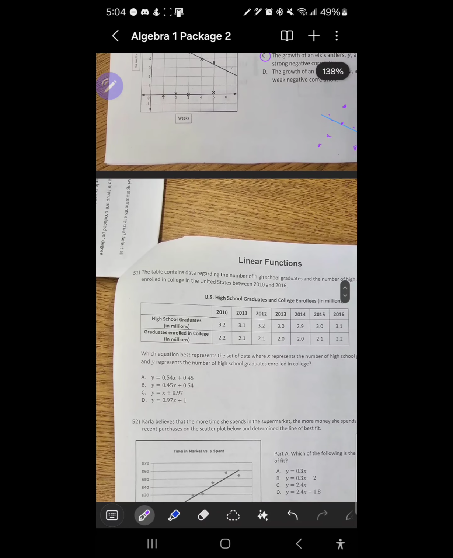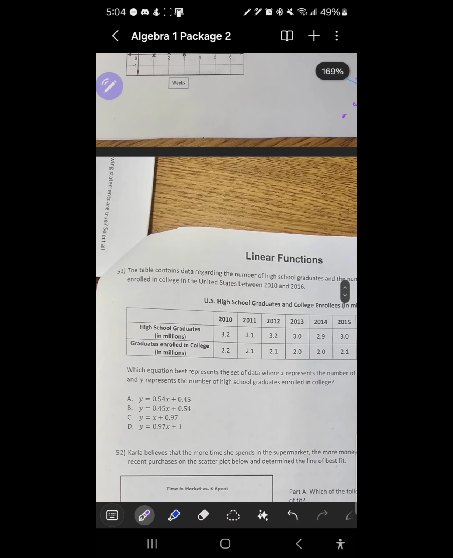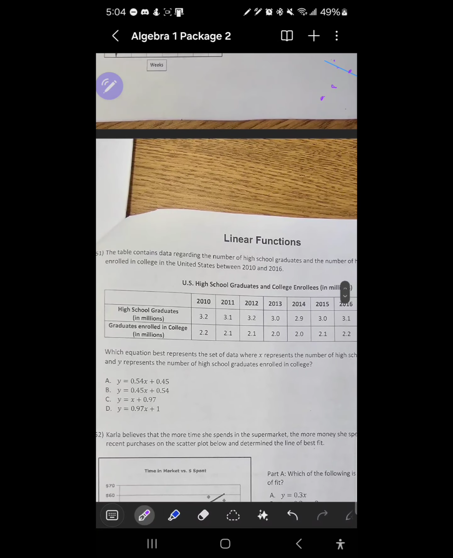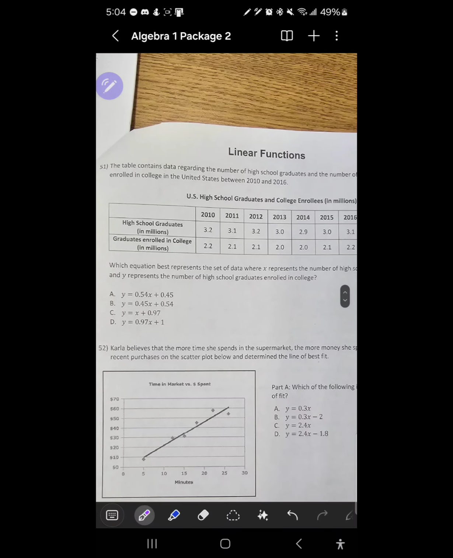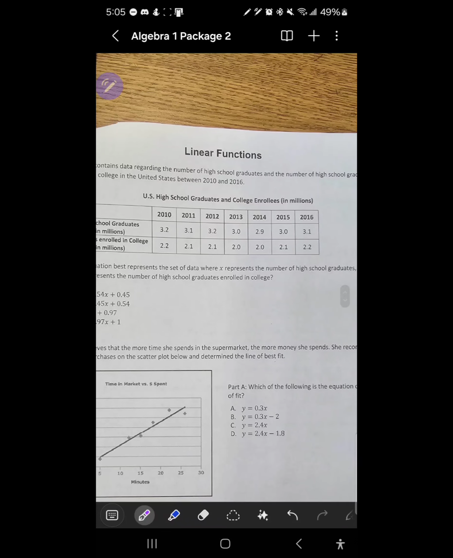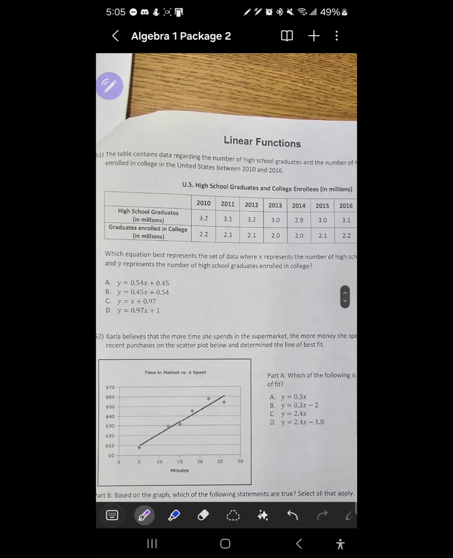51. The table contains data regarding the number of high school graduates and the number of high school graduates enrolled in college in the United States between 2010 and 2016. Which equation best represents the set of data where x represents the number of high school graduates in millions and y represents the number of high school graduates enrolled in college?